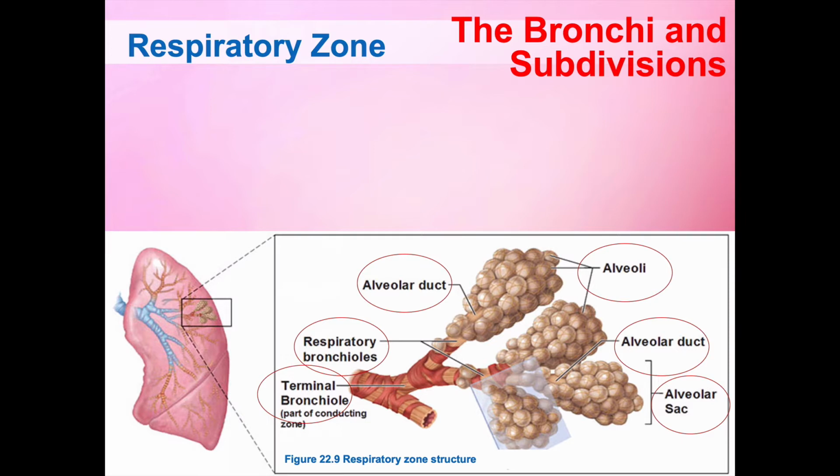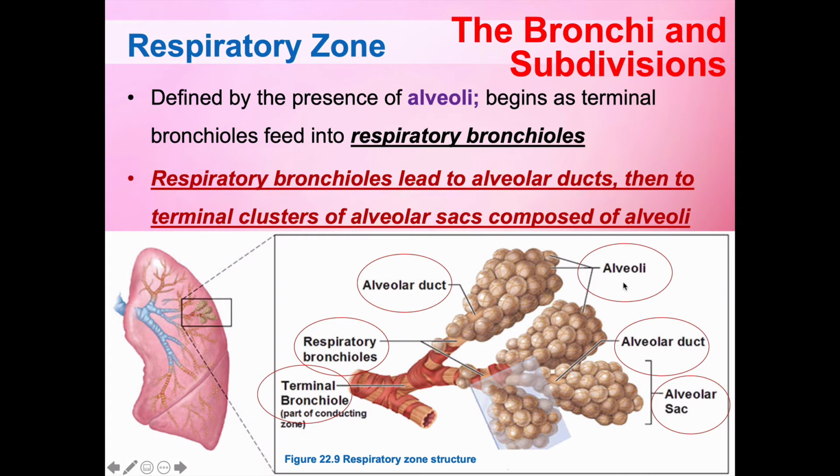Okay, this area is the respiratory zone where the exchange of gases is taking place. The respiratory zone is defined by the presence of alveoli. It begins as the terminal bronchiole, feeds into respiratory bronchioles. The respiratory bronchiole leads to alveolar ducts, then terminal clusters of alveolar sacs composed of alveoli.